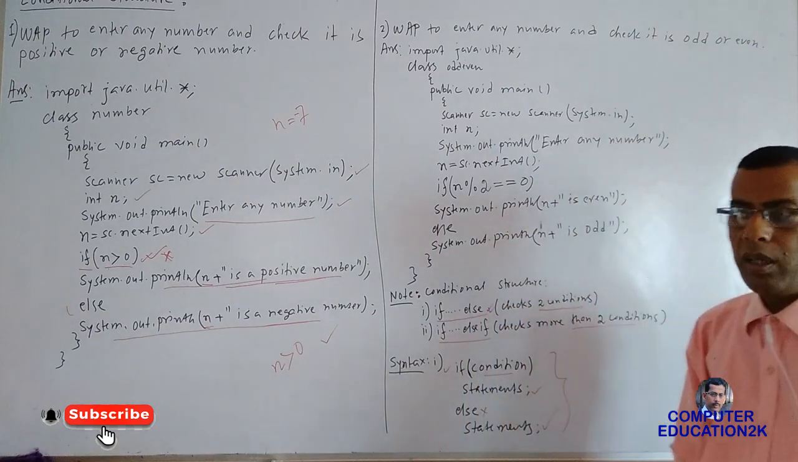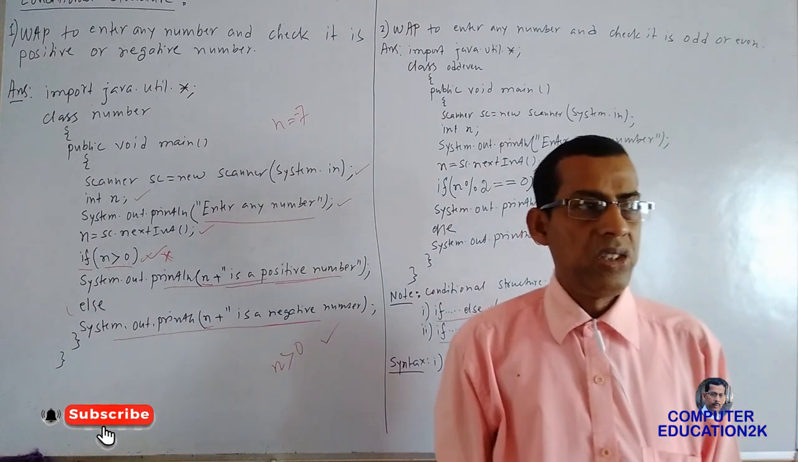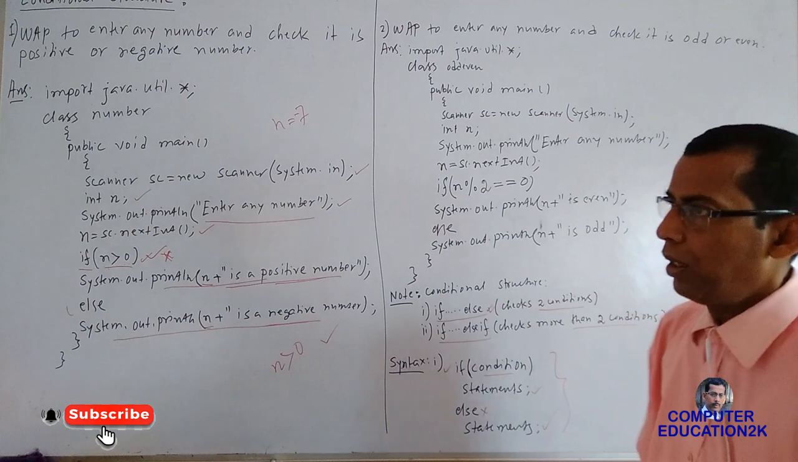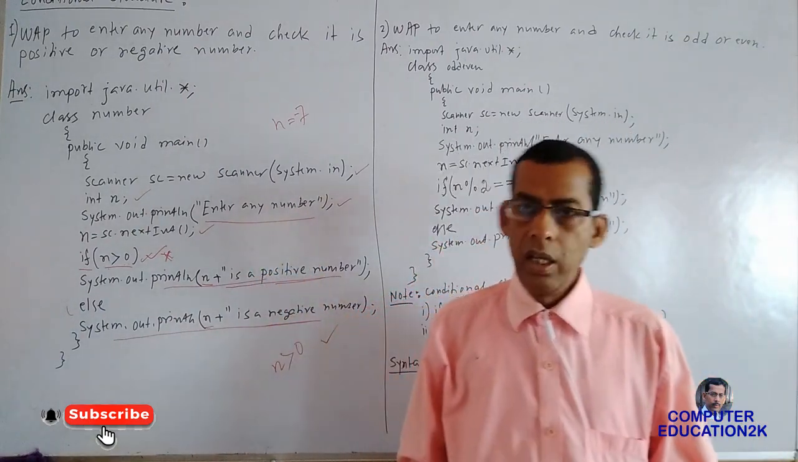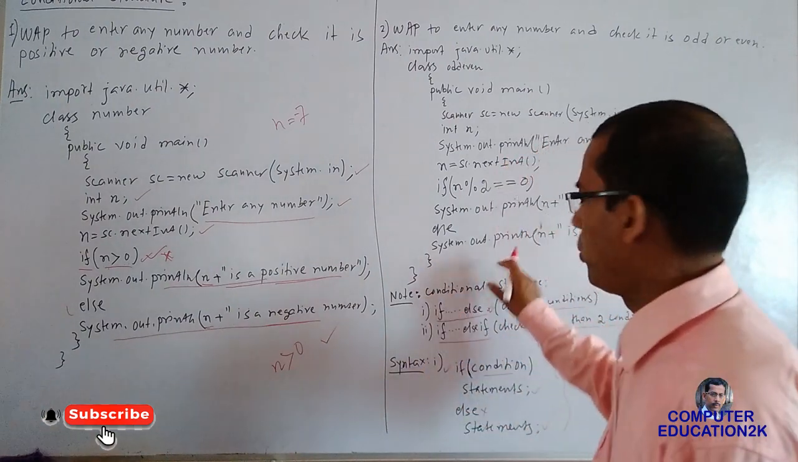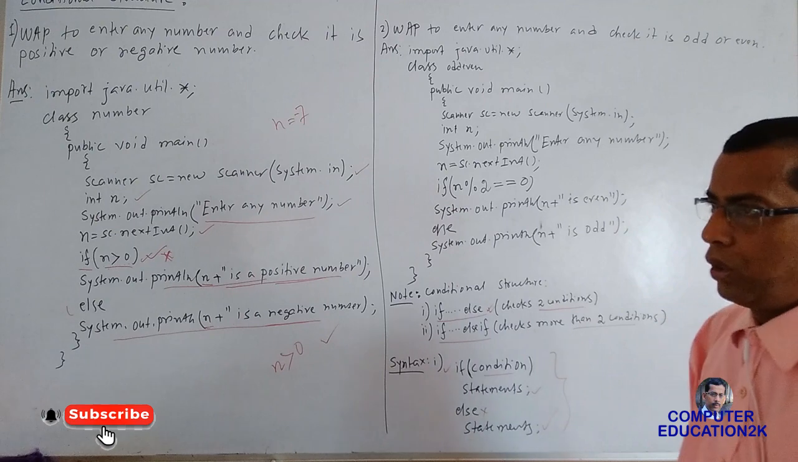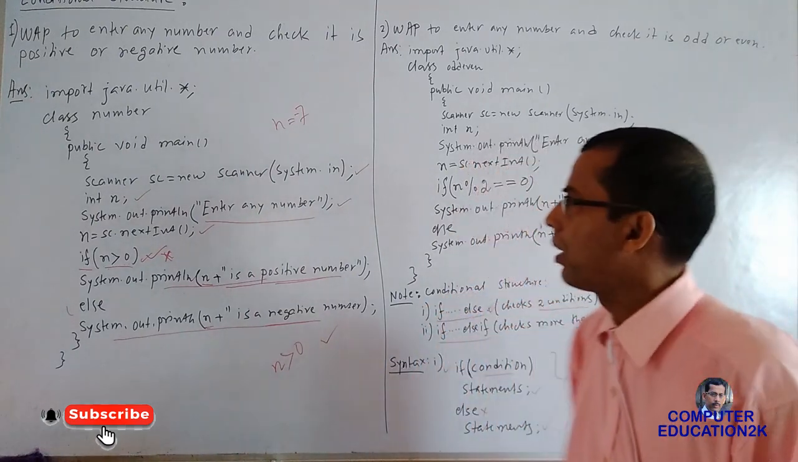Okay, now see one more program. Write a program to enter a number and check it is odd or even. Okay, here also two conditions. In this program also there are two conditions. In the previous one it may be positive, it may be negative, and here also there are two conditions, either it may be odd or even. So the question is, write a program to enter a number and check it is odd or even.